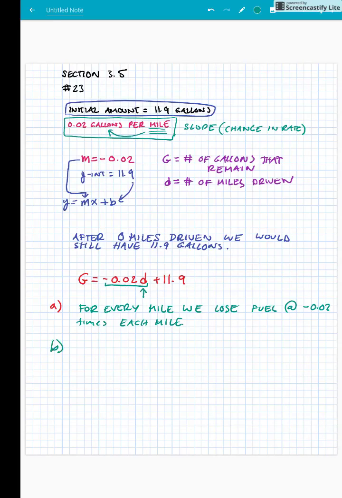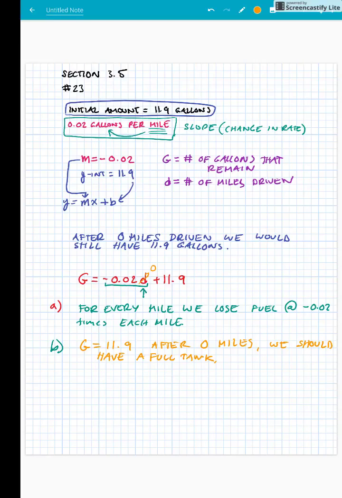B. What does this mean? Okay, it says, what is the G-intercept of the model? What does it mean in this situation? So for G-intercept, we're going to have to set our D equal to 0, and that's basically our y-intercept. So G is equal to 11.9. What does this mean? It means after 0 miles, we should, in theory, have a full tank. That's what it should mean.